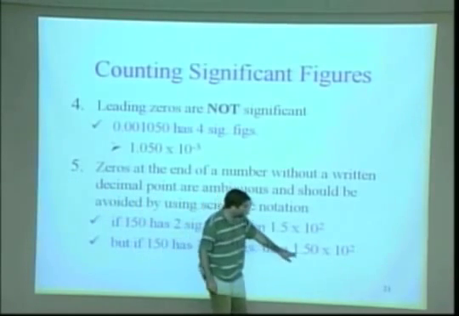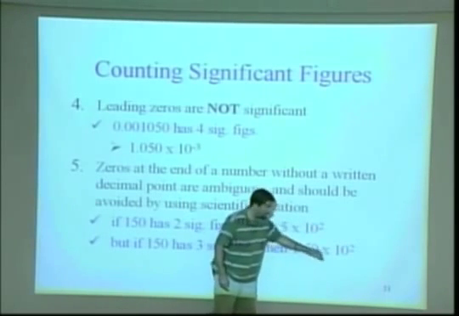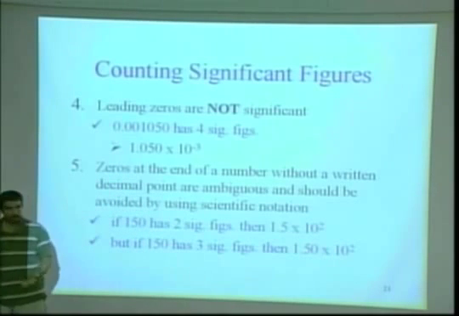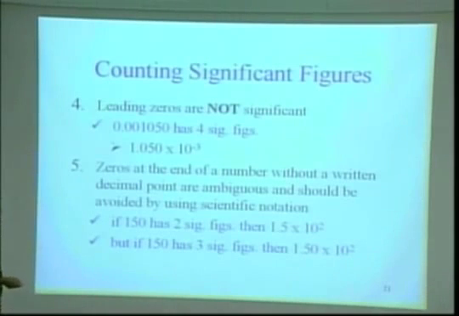If you do this, 1.50 times 10 to the second. Move it over, 1, 2, 150. So it's ambiguous. You don't know which one it means. Avoid it. Okay? Use scientific notation. That's the easiest way to avoid it.